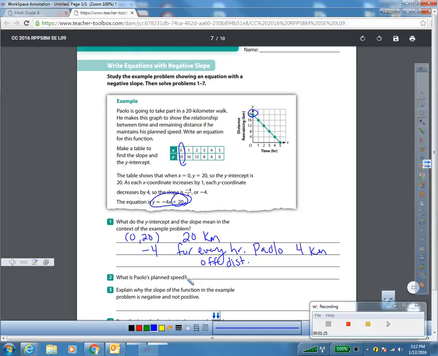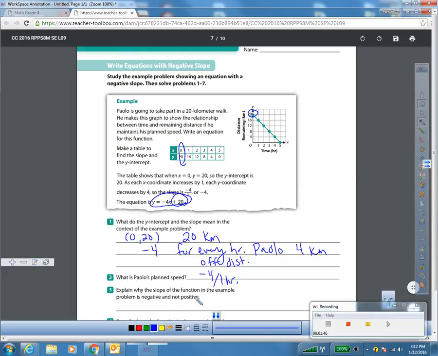Next, talking about Paolo's planned speed. Since it's -4 per hour, per 1 hour, that means that he's going 4 kilometers per hour. He's taking off 4 kilometers per hour. He's taking off 4 kilometers for every hour that he's walking.